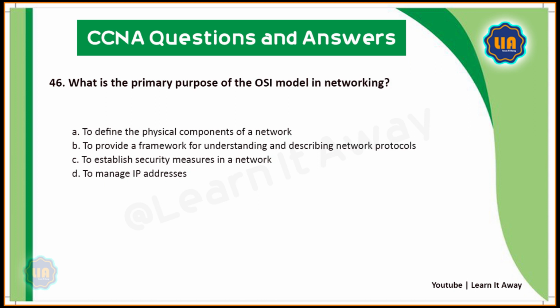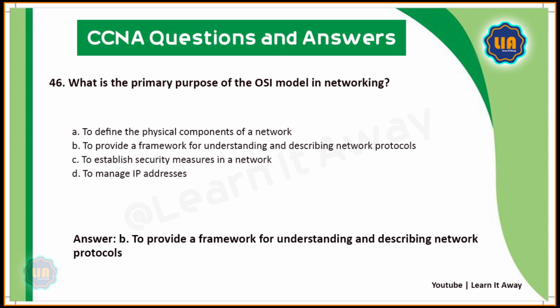46. What is the primary purpose of the OSI model in networking? A. To define the physical components of a network. B. To provide a framework for understanding and describing network protocols. C. To establish security measures in a network. D. To manage IP addresses. Answer. B. To provide a framework for understanding and describing network protocols.